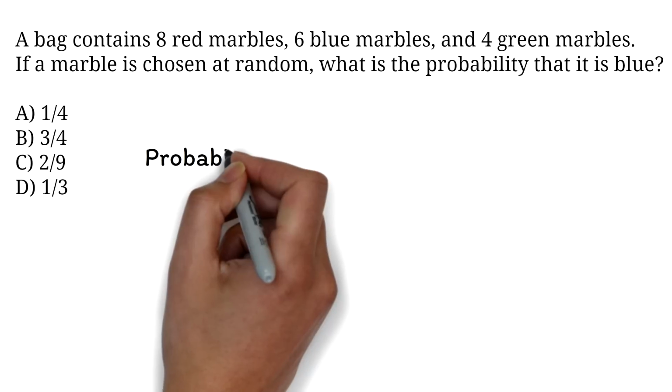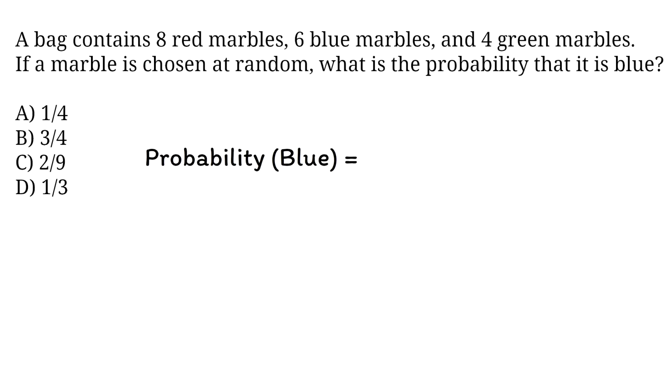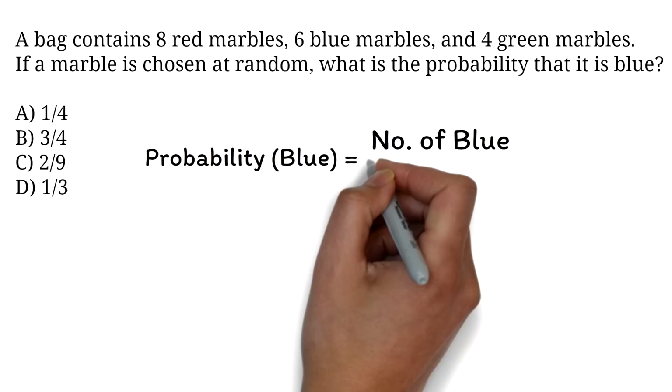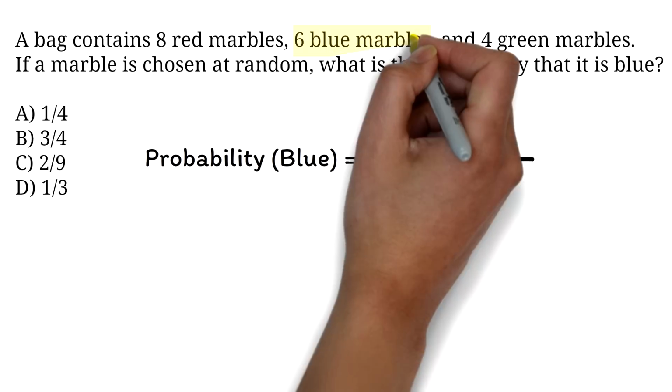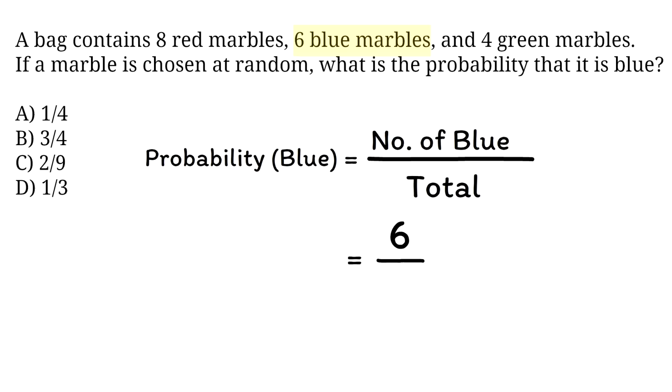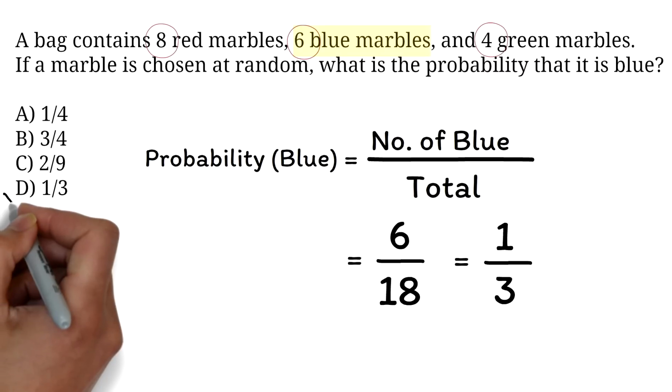The probability of choosing a blue marble will be the number of blue marbles over the total number of marbles. Here, we have 6 blue marbles. We divide it by the total, which is 8 plus 6 plus 4. This will give us 18. We can reduce this. 6 divided by 6 is 1, and 18 divided by 6 is 3. So the probability of choosing a blue marble is 1 over 3. Therefore, the correct answer is D.